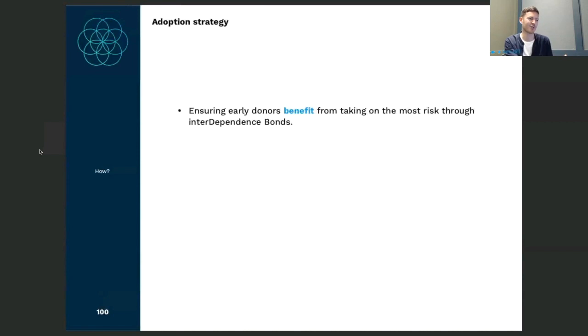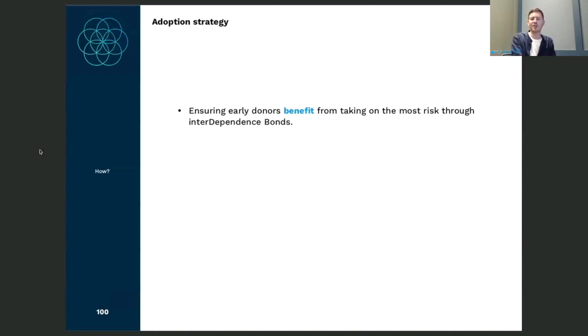So what is our adoption strategy? Well, first of all, it's making sure that those who donate early in the process... Some of the terminology I'm using here is a little bit like from the world of startups, because in a way this is a bit like a startup. It's just a not-for-profit where our business plan is to try to create a better system rather than build a product.